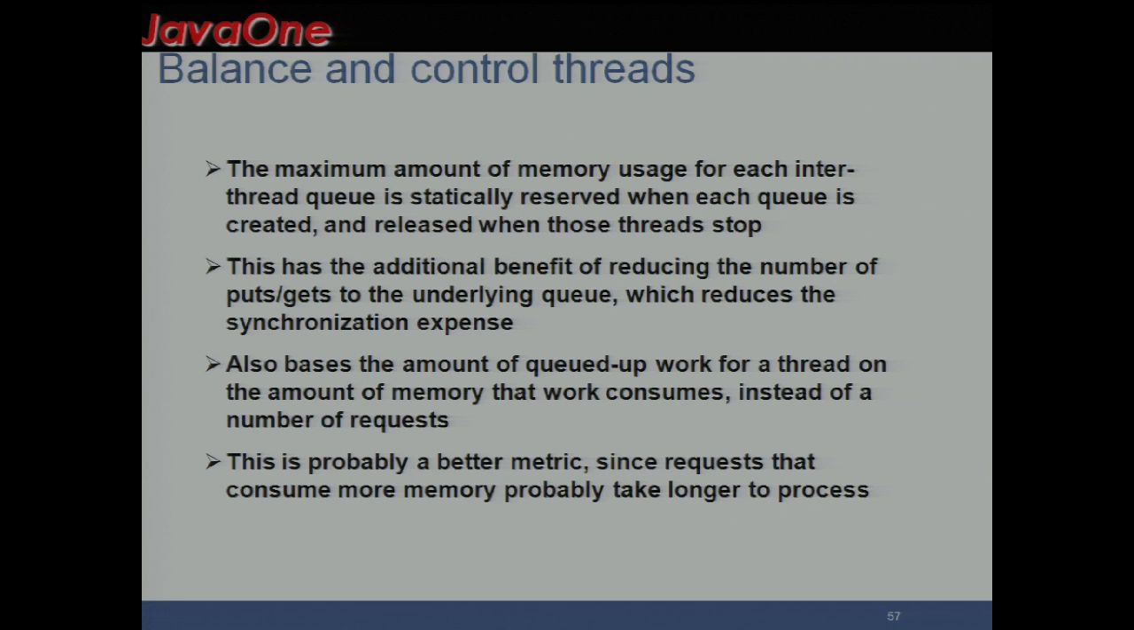Because even though it's not using classic synchronization, the Java blocking queues, like array blocking queues, do have a synchronization cost. And so this can help reduce that because you're not doing an actual put or get to the queue as often as you would if you're just sticking individual objects in there. Another advantage is it bases the amount of queued up work you have for any given thread on the amount of memory that work consumes. And it's probably true that larger requests take longer to process, so it's probably a better metric than just a number of requests.